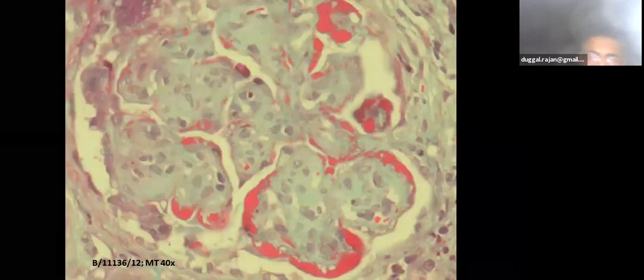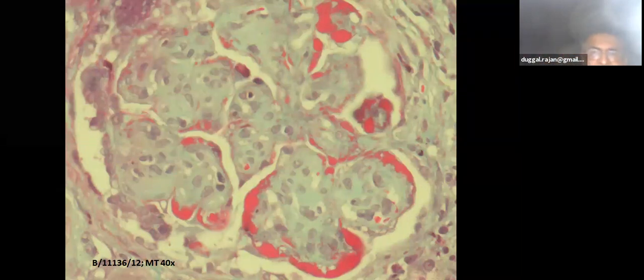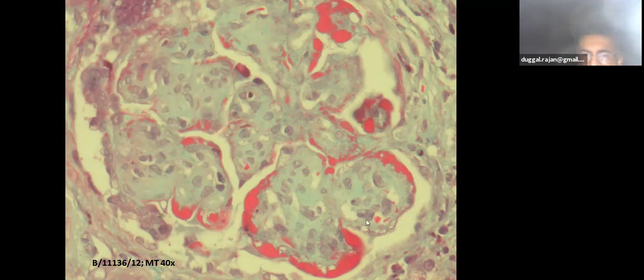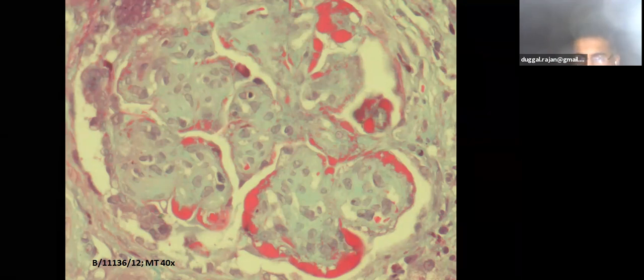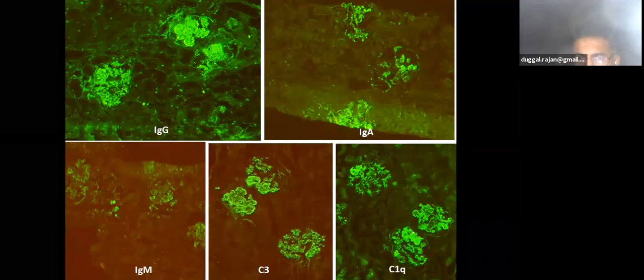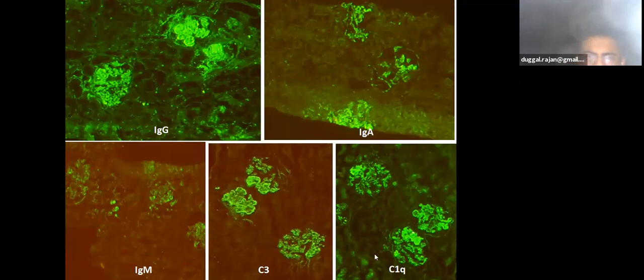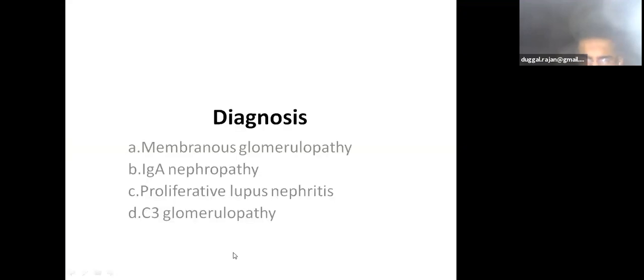And this is a Masson's trichrome stain. So Masson's trichrome stain highlights deposits as fuchsinophilic deposits. So you can see the red color things, all these are massive deposits which are seen. The immunofluorescence pattern. So what is the likely diagnosis? Is it membranous, IgA nephropathy, proliferative lupus nephritis, or C3 glomerulopathy?